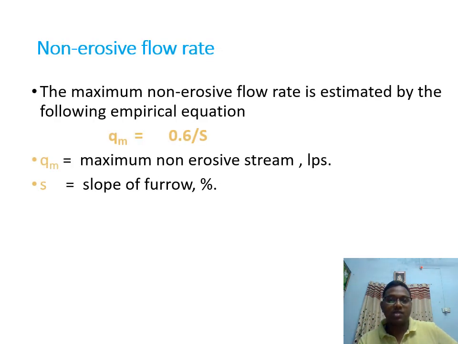So we have to decide that the flow in this furrow must be the non-erosive flow. Non-erosive means this velocity should not create erosion. The maximum non-erosive flow rate is estimated by the following empirical equation: Qm is equal to 0.6 divided by S. Here S is the slope of the furrow in percent, and Qm is the maximum non-erosive stream, and the unit is liter per second.